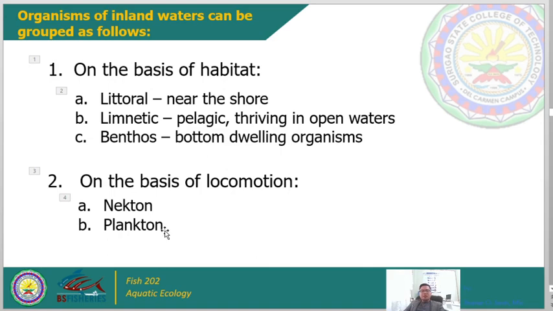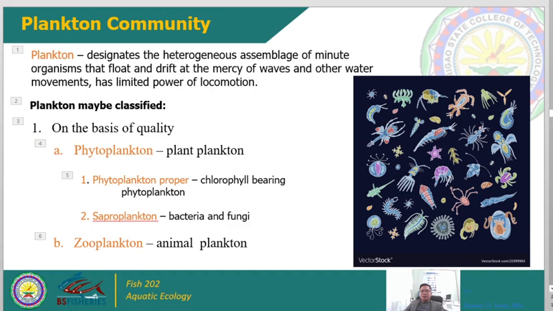Ang mga planktons are basically mga zooplanktons, phytoplanktons. Okay? So, kana sila. So, if you classify the planktons further, what are planktons? Planktons designates the heterogeneous assemblage of minute organisms that float and drift at the mercy of waves and other water movements and has a limited power of locomotion except for zooplanktons. Ang mga zooplanktons, some of them are able to move. Sila mga gitawag natong mga cilia and flagella. So kana sila ang ilang mode of locomotion for some or for a few of the phytoplanktons, dili tanan.